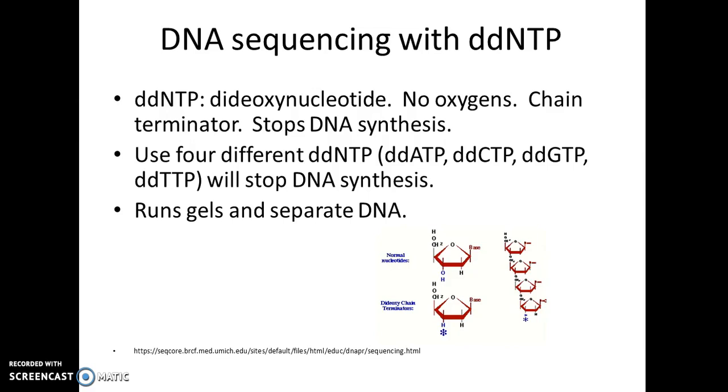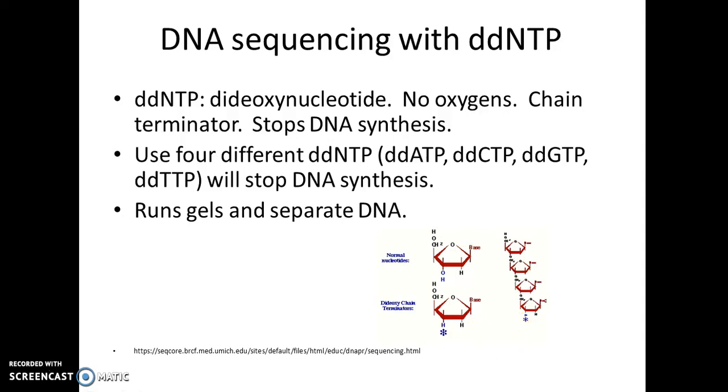DNA sequencing is another technique that we can use, and there's DNA sequencing with dideoxynucleotides. Man, that was rough. Dideoxynucleotides, which means that it is missing both the hydroxyl groups on the 2 and 3 prime carbon. So right here at the bottom is a dideoxynucleotide, where this is a deoxynucleotide.